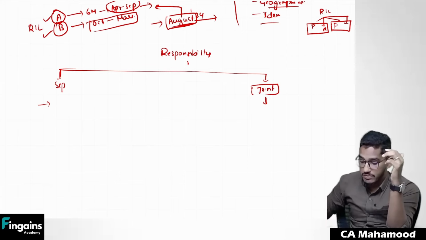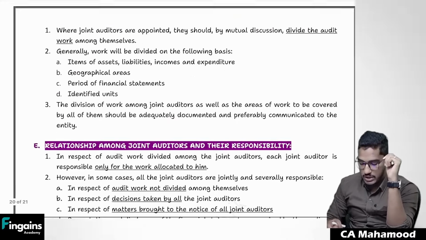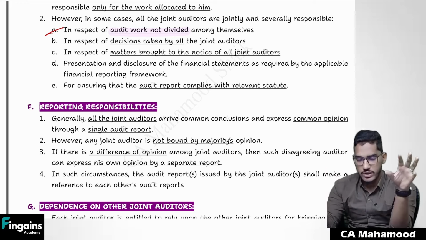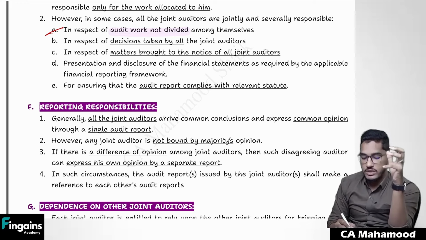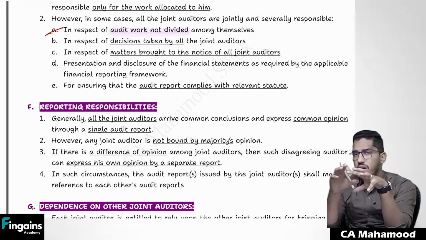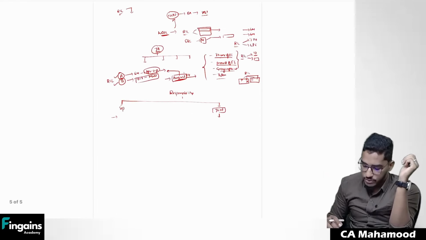Sir, what are those areas where there will be joint and combined responsibility? Here is the list. The first is in respect of audit work which is not divided. If some work is not divided among any of the joint auditors, like for example, 14 joint auditors of SBI are there. They have divided the work, but one area of work was not divided among any of the joint auditors. To give you the example once again, SBI has 14 joint auditors. They have divided the work on the basis of different kinds of services which the SBI is offering.